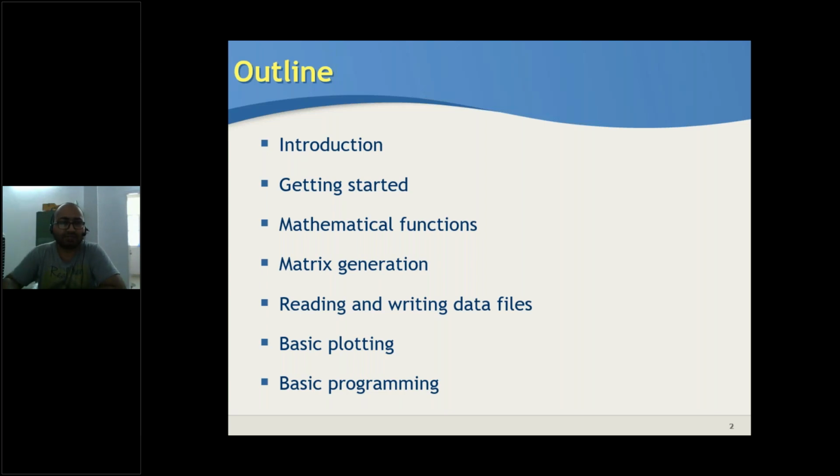After that, I will present some mathematical functions which are generally used in our day-to-day life while calculating any mathematical expressions. Then MATLAB is all about matrix manipulations or matrix calculations. So I will discuss matrix generation. How do we generate a matrix in MATLAB? Then how do we read or write data in MATLAB? After that, the plotting methods. How do we plot in MATLAB? And then some simple programs I will discuss with you.